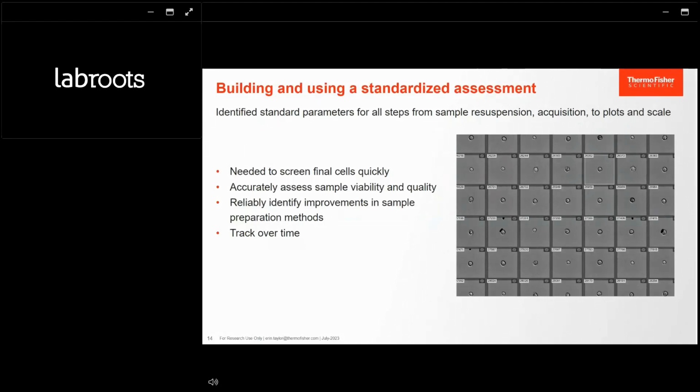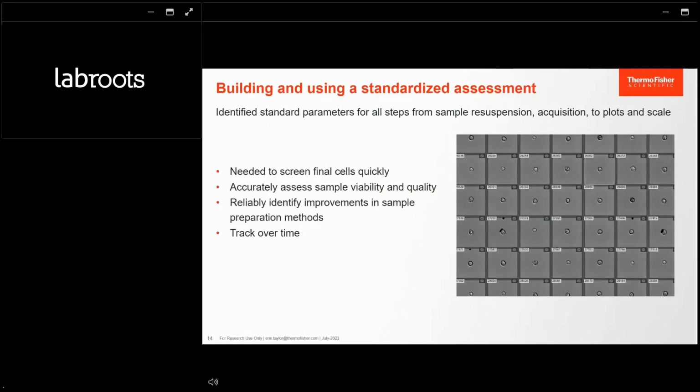I needed to be able to screen my final sample very quickly, accurately assess sample viability and quality in a meaningful way, which could be compared between samples, and have that comparison be meaningful enough that I could make a decision about whether or not to proceed to downstream applications like sequencing or cell sorting. And I wanted to be able to reliably identify when changes to my protocol improved sample and see those improvements in my sample preparation methods.